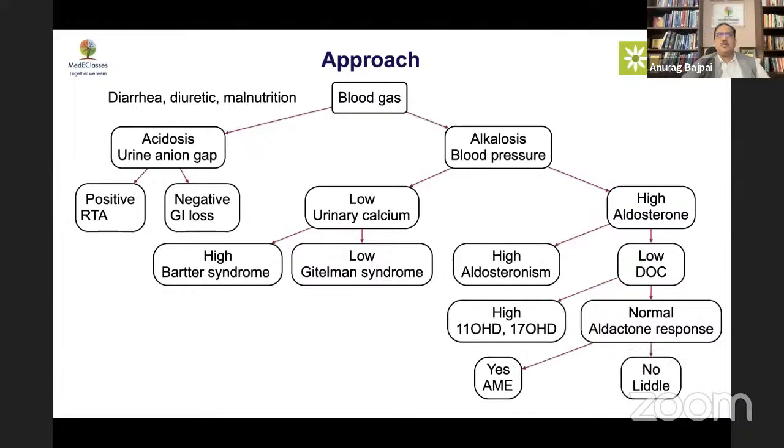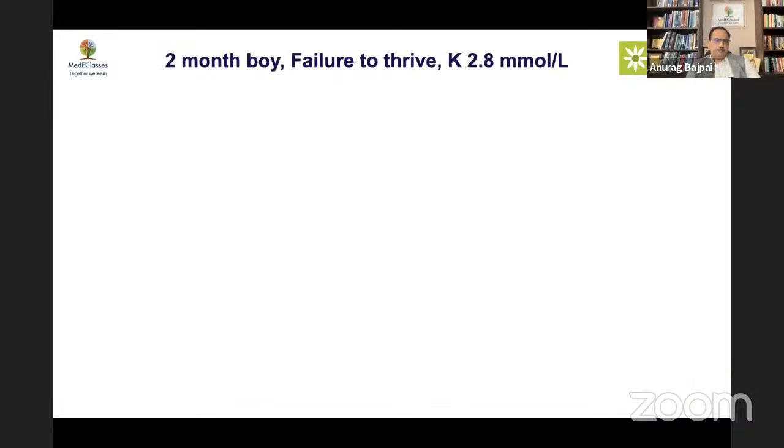So essentially, the major approach relies on looking at the blood gas, and then based upon that, if there is acidosis, classifying diarrhea versus RTA using a urinary anion gap. If there is alkalosis, look at blood pressure. If blood pressure is low or normal, differentiate Bartter versus Gitelman. If the blood pressure is high, classify using aldosterone levels, DOC levels, and the aldosterone response into the various causes of low renin hypertension, which we'll discuss in much more detail subsequently in further modules. So now we'll go on to cases.